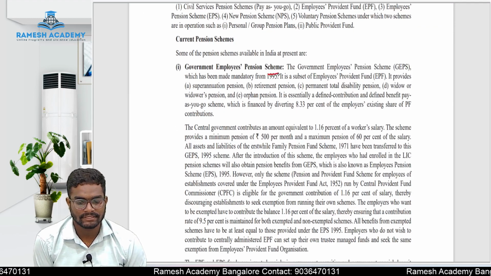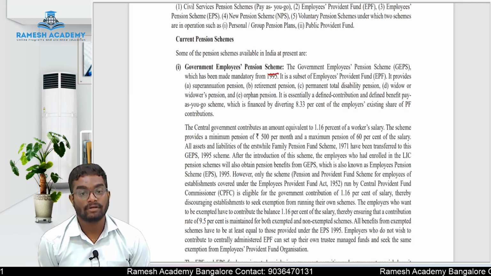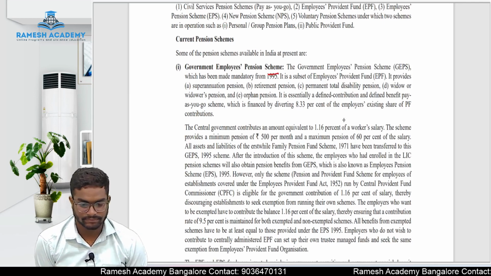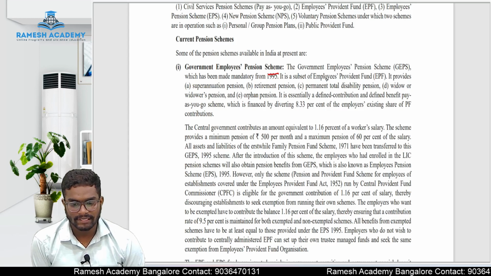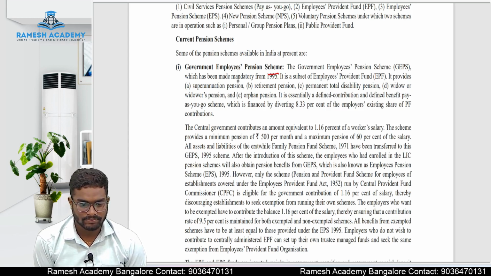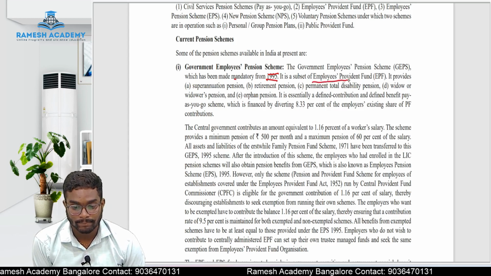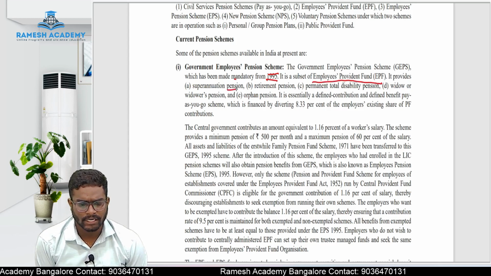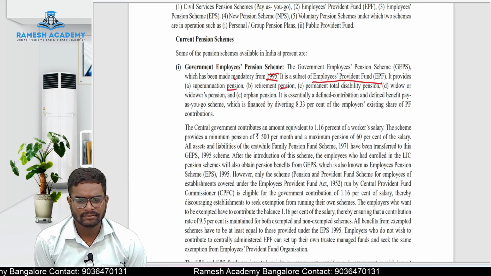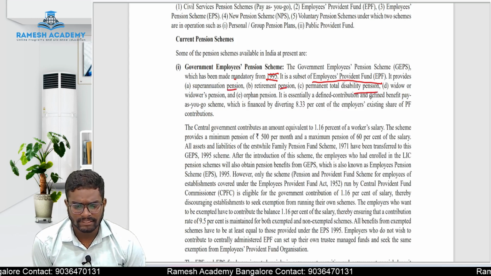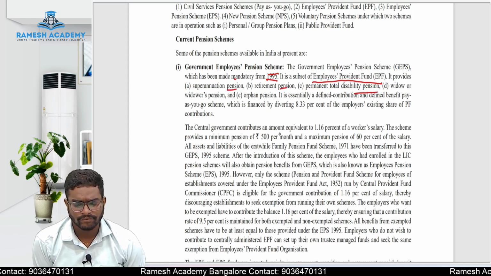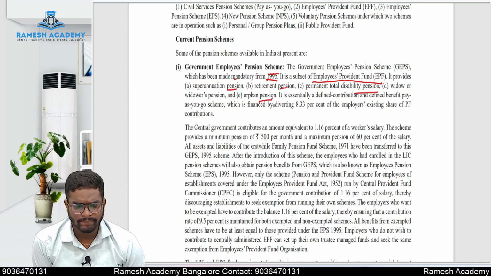Government employees pension scheme. So this is only given to government employees, as the name suggests. The government employees pension scheme, which has been made mandatory from 1995, is a subset of the employee provident fund. It provides superannuation fund, retirement pension, permanent total disability pension, widow or widower pension, orphan pension, etc.